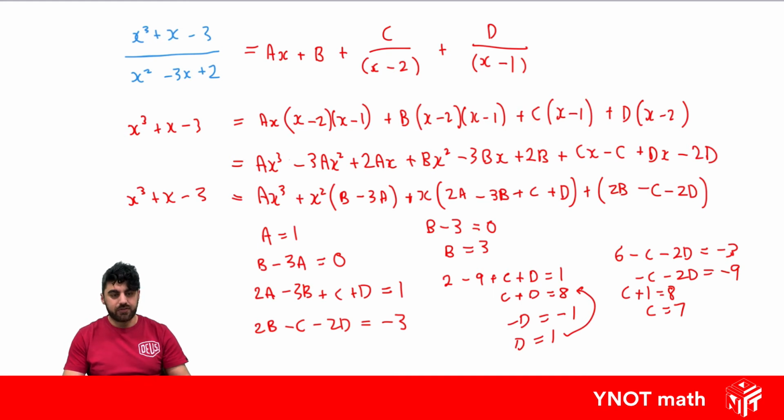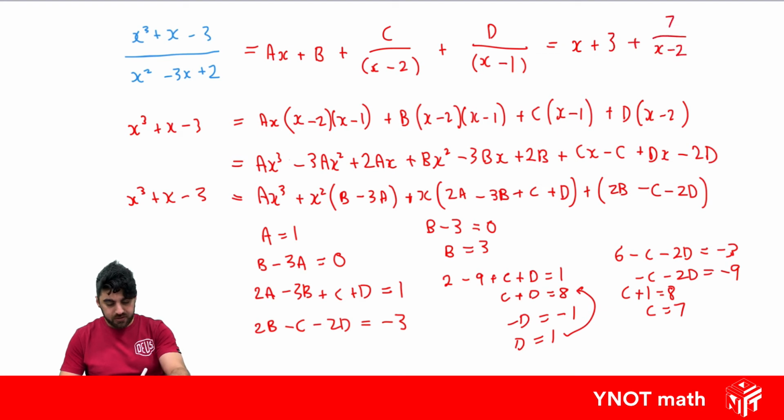And now we've got everything we need to rewrite this fraction a lot easier. So this fraction must equal a, which we know is 1, so just 1x, plus b, which we know is 3, plus c, which we know is 7, over x minus 2, plus d, which we know is 1, over x minus 1. And integrating this will be a lot easier than integrating this.